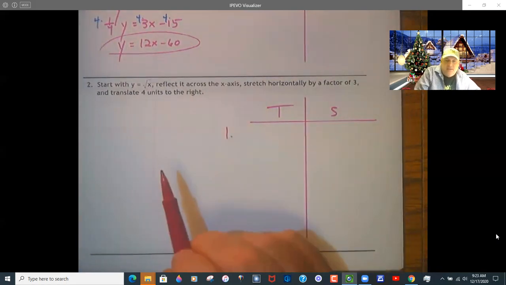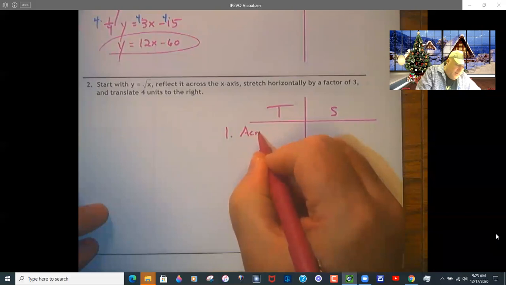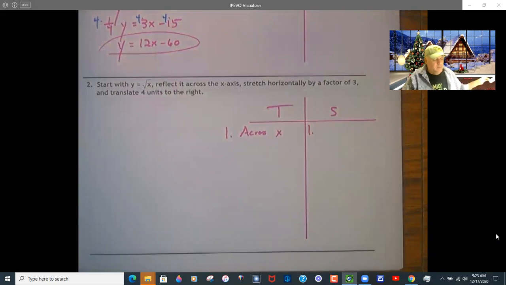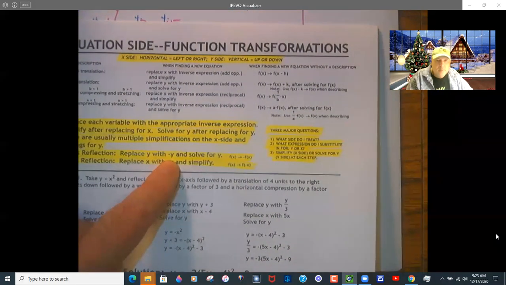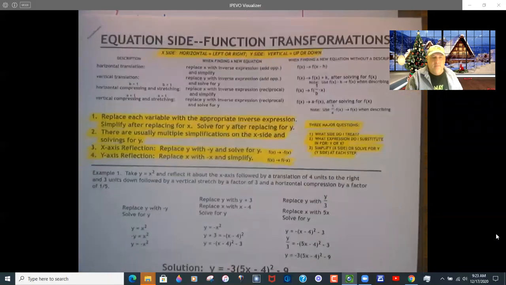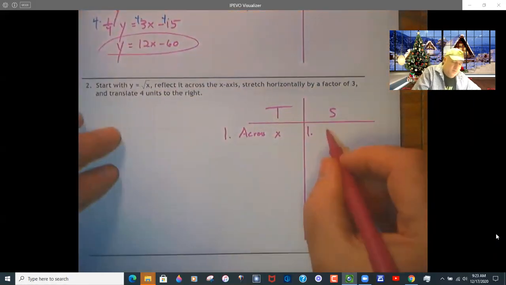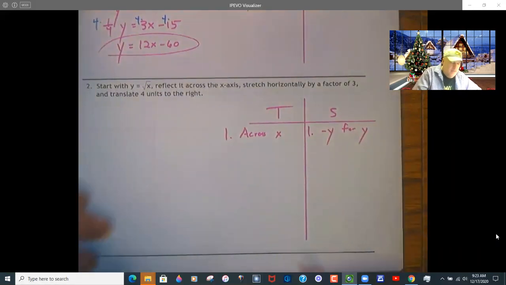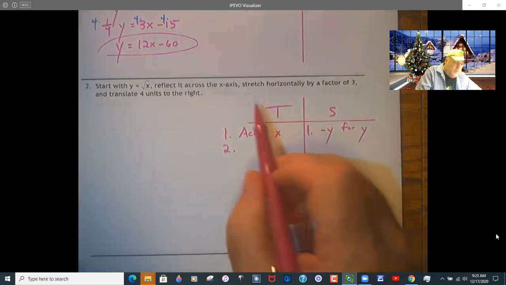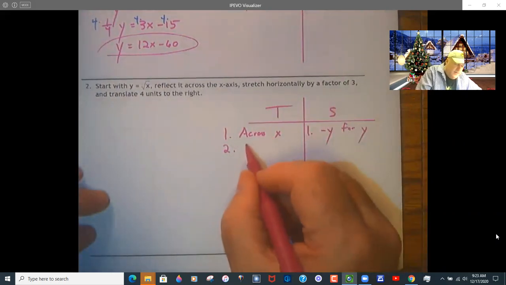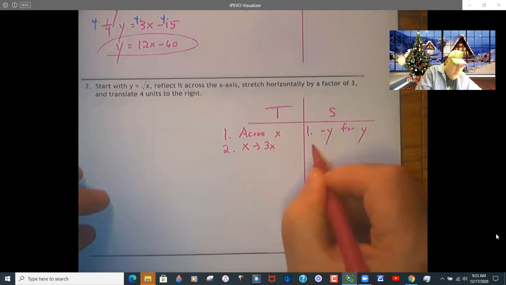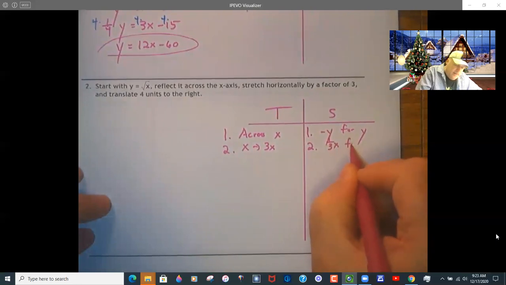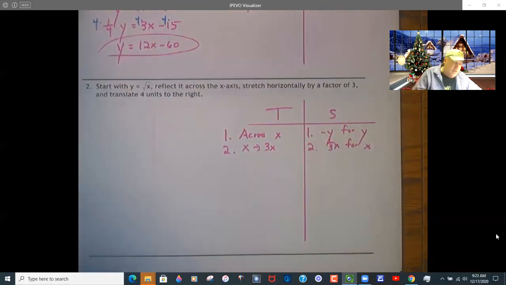Reflected across the x-axis, so that's new, but we're going to write down across x. And then what happens is you replace the variable with the opposite. So negative y will go in for y, and then we'll solve for y. Step 2, stretch horizontally by a factor of 3. So that's x. And so now we take the reciprocal, 1/3 x will go in for x, and we'll simplify after that.